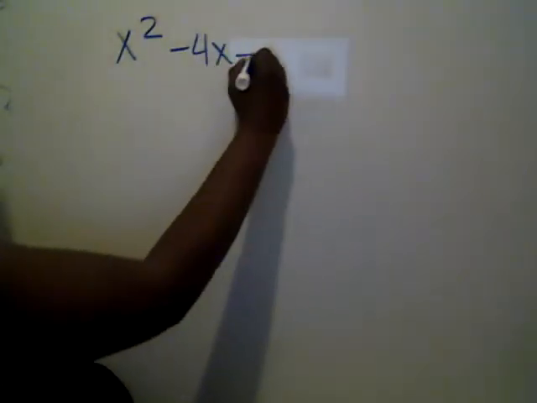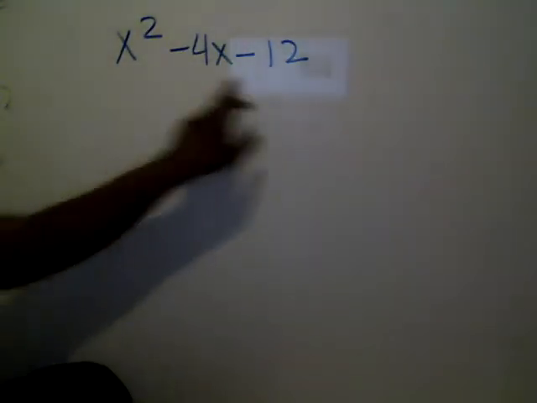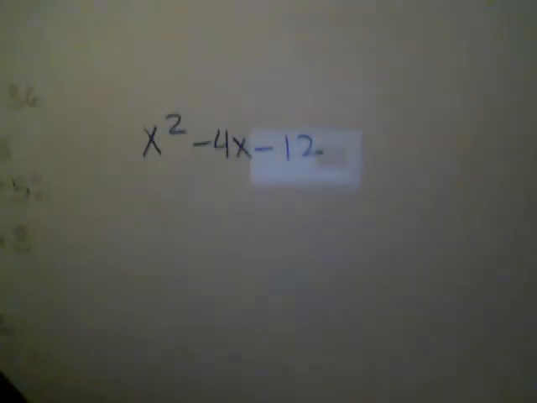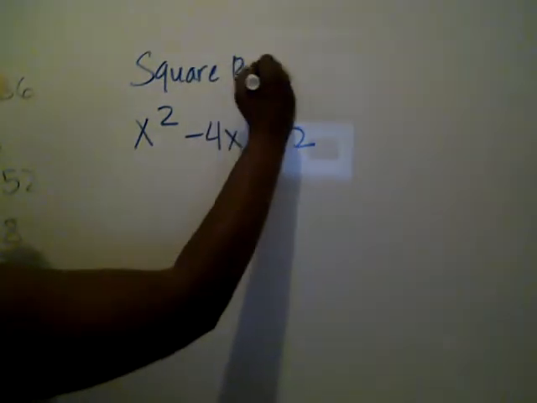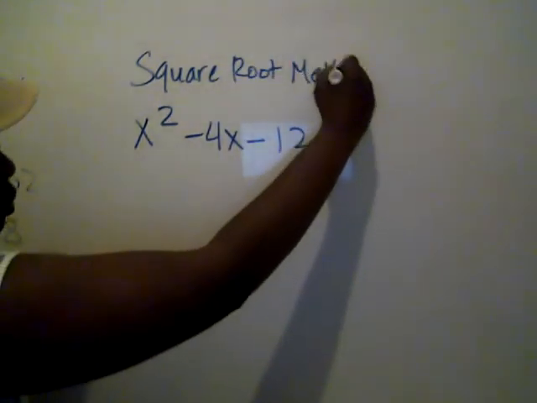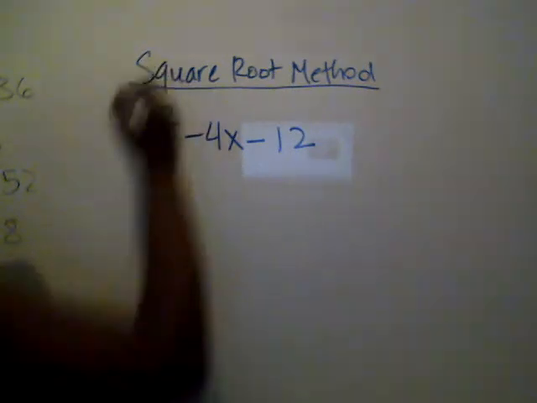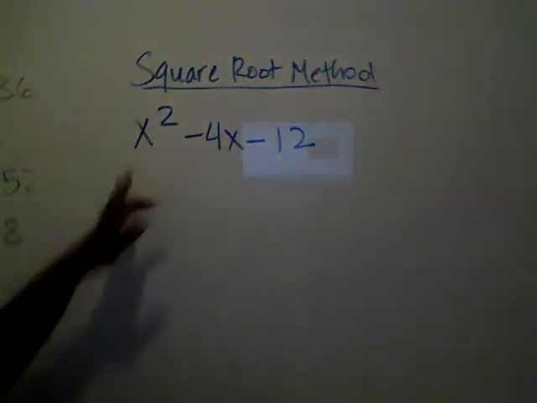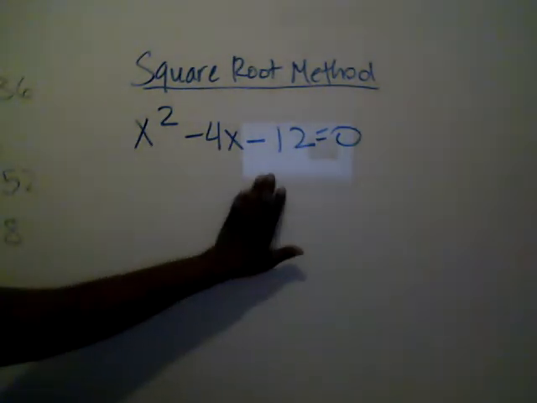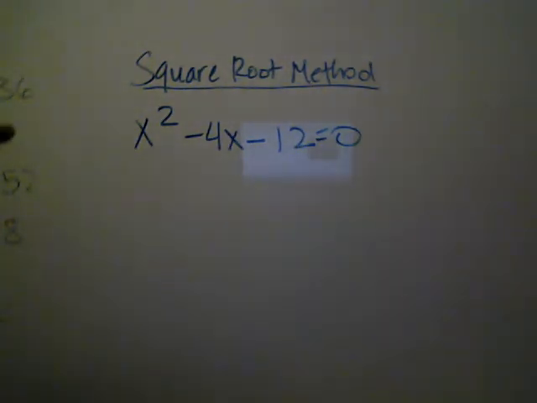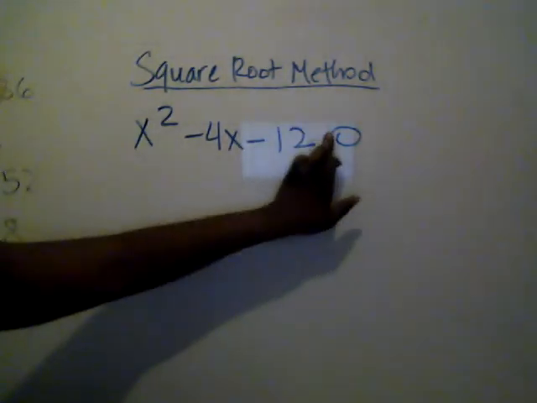Okay, so let's say they give you x squared minus 4x minus 12. Okay, this is in standard form, but let's say the directions were to use the square root method. Again, we usually only use the square root method if it's in vertex form, where it's like a parenthesis squared, but we don't have that, and this is equal to 0. We would love to just factor this, or use the quadratic formula if we had to, but they want us to use the square root method.